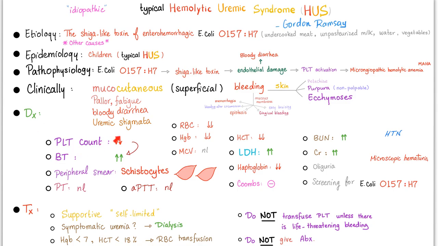Diagnostic results. Platelet count is low. It's called thrombocytopenia, which will lead to prolonged bleeding time. Peripheral smear will show the schistocytes because of the microangiopathic hemolytic anemia. PT and PTT are normal because the secondary hemostasis is fine.